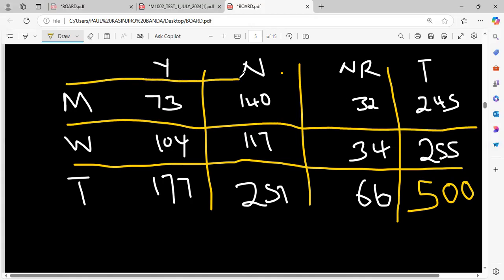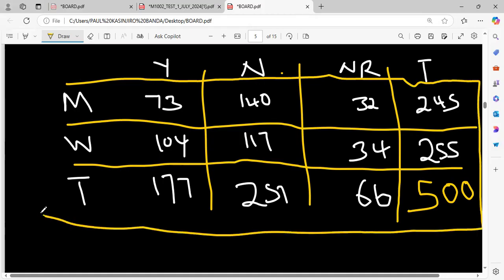So we've redrawn this table and we've added the column and the rows for the totals. This is what we have here, and we're going to be using this table to answer whatever questions we were given. So let's look at the first question there.